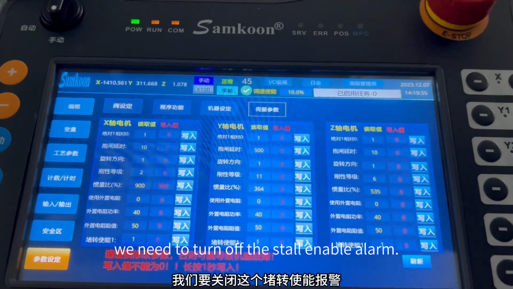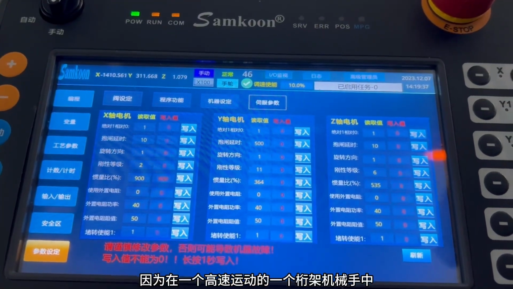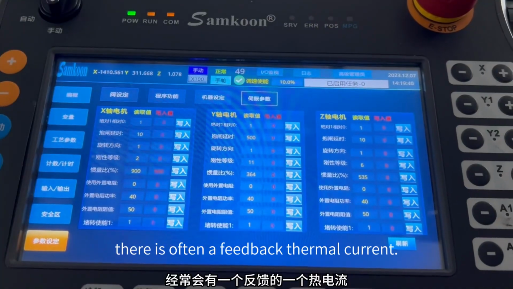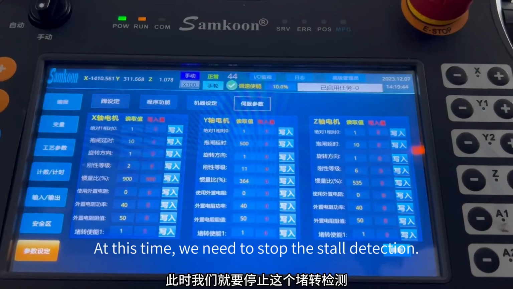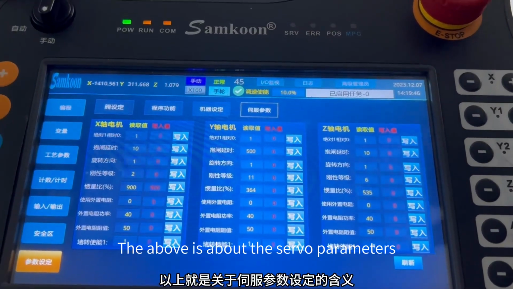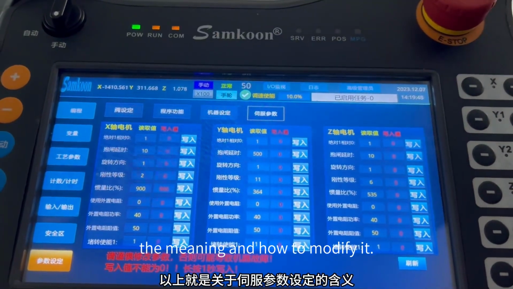We need to turn off the stall enable alarm, because in a high-speed motion, a flight mechanical hand, there is often a feedback thermal current. At this time, we need to stop the stall detection. The above is about the servo parameters, the meaning and how to modify it.